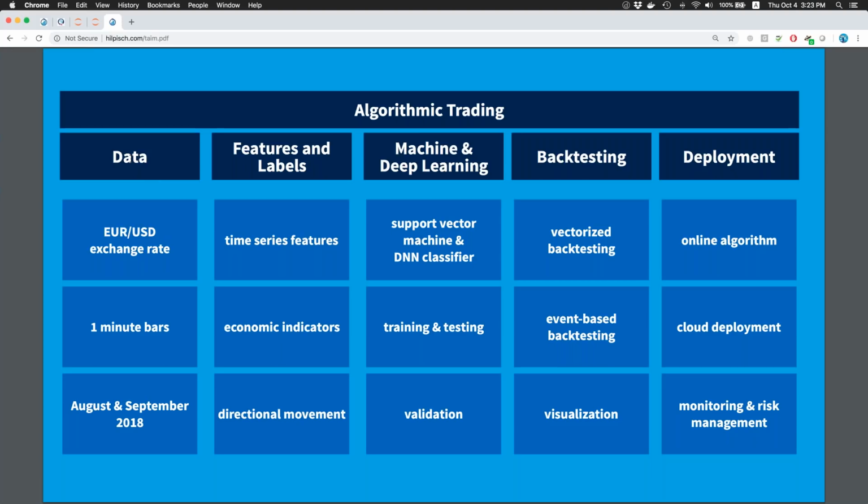So this is what we would call raw data, and then we do some transformations, and we come up with features and labels for our machine and deep learning algorithms. This is actually what we think in terms of the algorithmic trading researcher or quant, where the core of the research is.